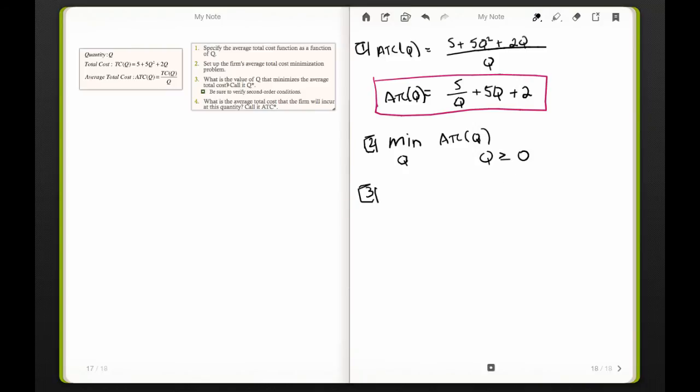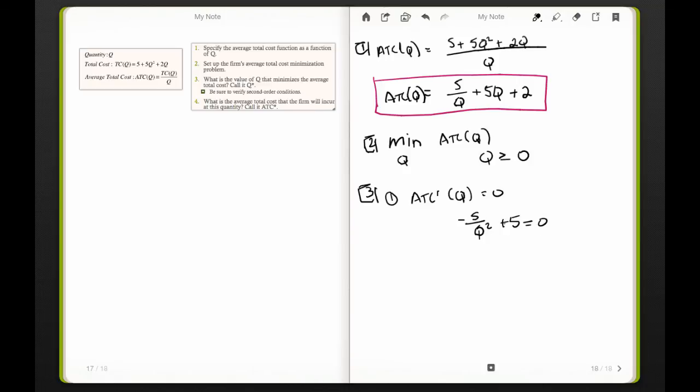And then the third one, it asks us, what is the value of Q that minimizes ATC? Call it Q star. Be sure to verify second order conditions. So the first thing I'm going to do is set this derivative equal to 0. So I'm going to set ATC prime of Q equal to 0. This is going to give me some stationary point along this function. And what I get is negative 5 over Q squared plus 5. Set that equal to 0.